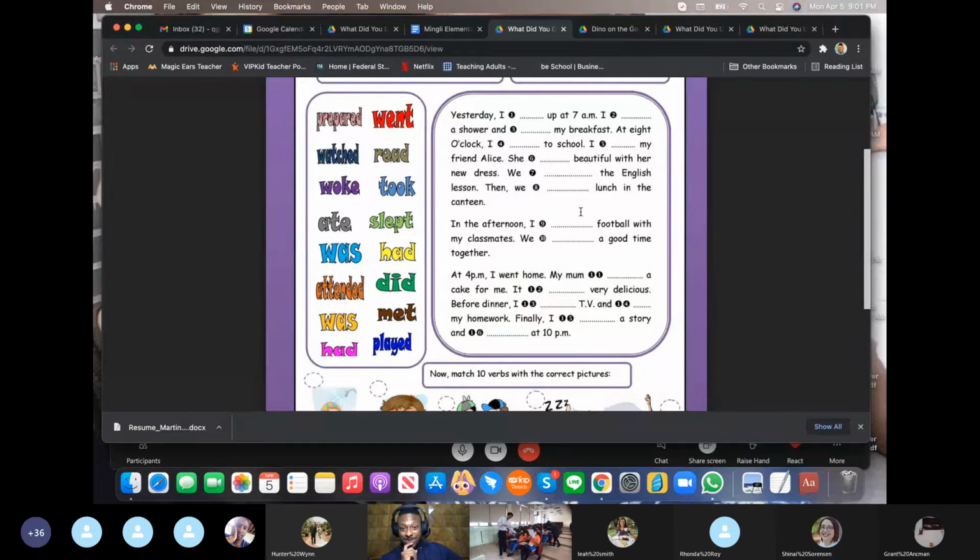At 4 p.m., I went home. My mom prepared a cake for me. It was very delicious. Before dinner, I watched TV and did my homework. Finally, I read a story and slept at 10 p.m.